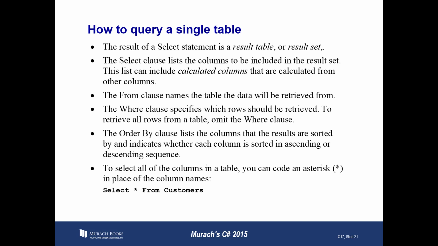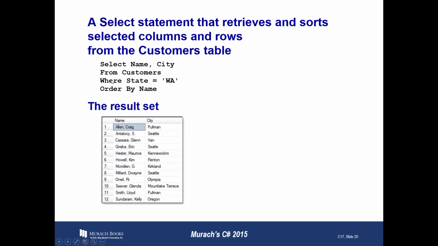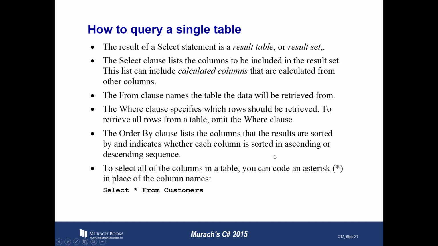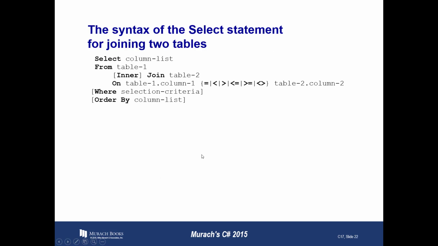The select clause, as it says, lists the columns that should be included, and they can include calculated columns if you want to. So you can do math. The from clause names the table or tables that the data is retrieved from, and the where specifies criteria. So if we left this where off, we'd get the name and city of all customers, whether they were from Washington or not. If you want to select everything that's in a table, you say select star. It's a shortcut. Typically, you don't need everything, but you might.